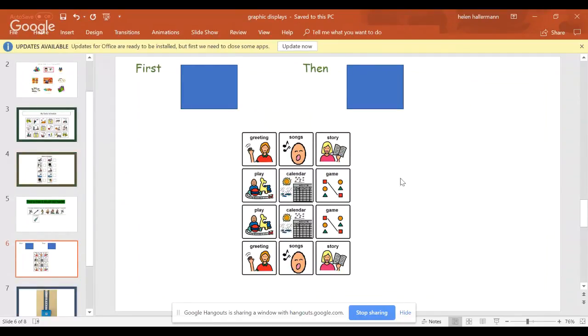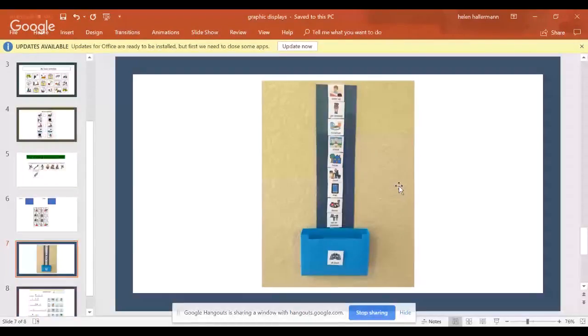Here's an example of first thens. I have a little smaller one that's laminated with Velcro, and we'll tear off the little symbols. First, we'll play trains, and then we'll have a game. And we tear it off, stick it there, and we can have this on one piece of paper and carry it around with us to help communicate with the kids. Here's another way that we use schedules.